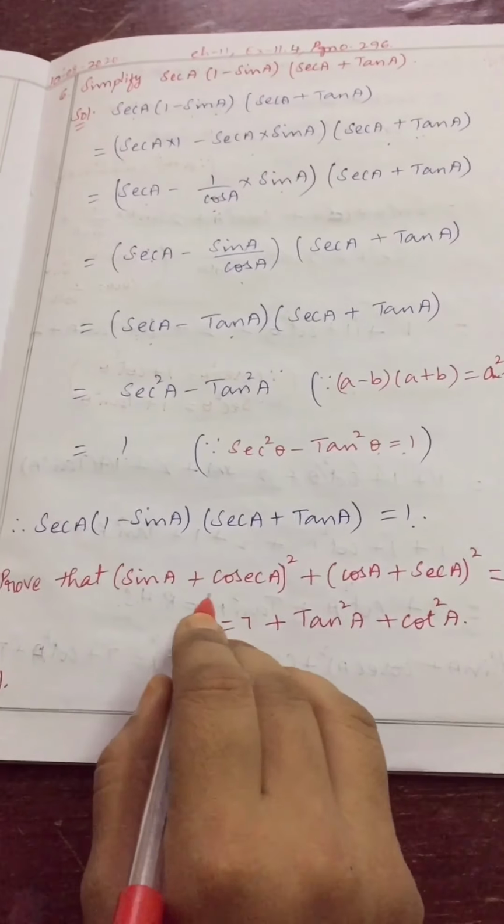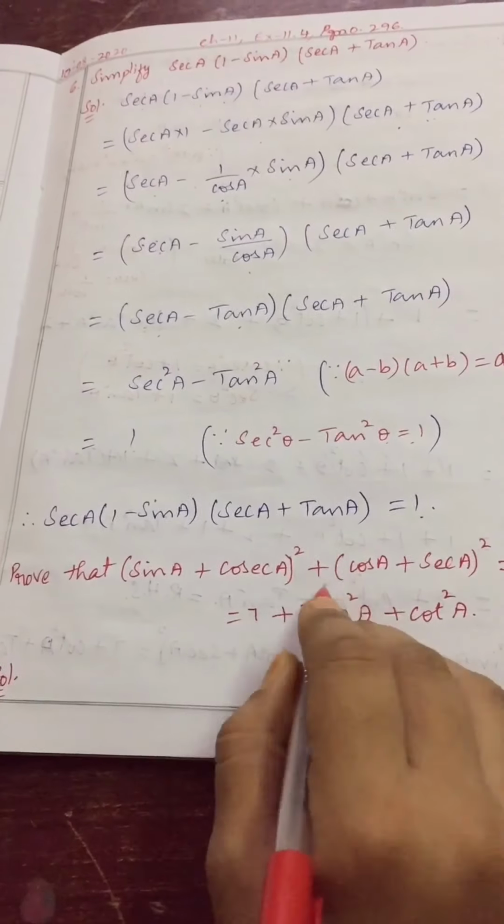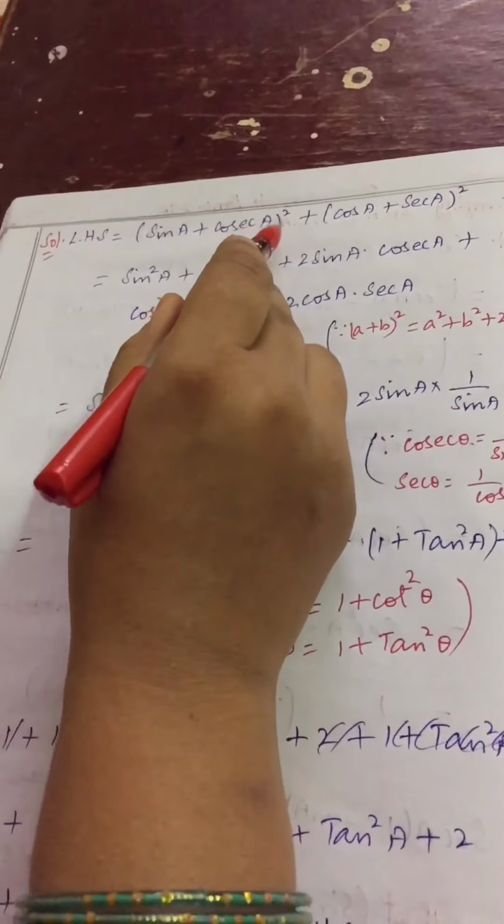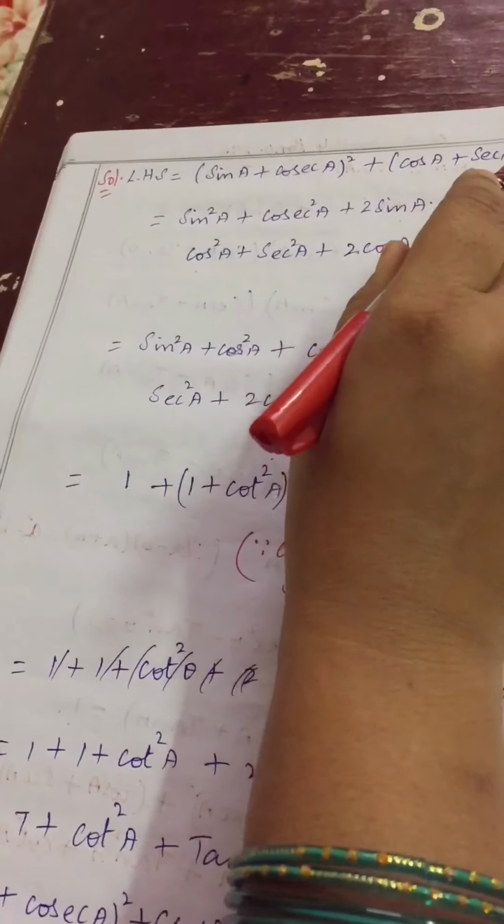Prove that sin a plus cosecant a whole square plus cos a plus secant a whole square equals 7 plus tan square a plus cot square a. Take the left hand side children, and on the right hand side you will get that only, which is our proof. So I am taking the left hand side, that is sin a plus cosecant a whole square plus cos a plus secant a whole square.